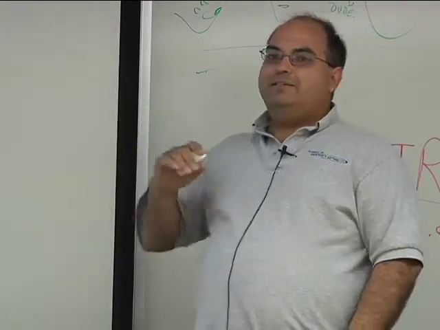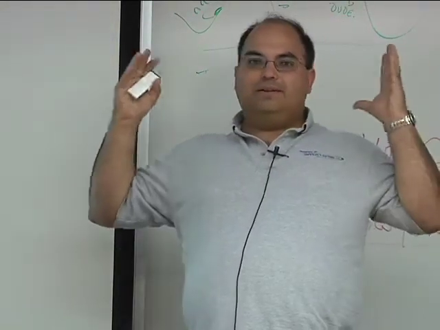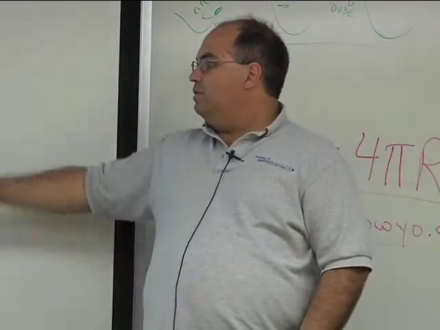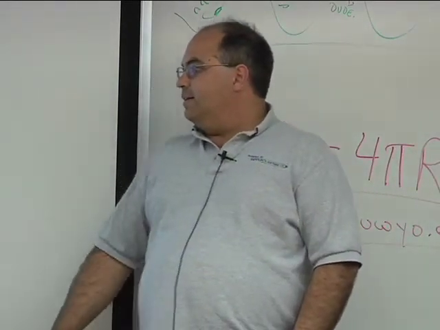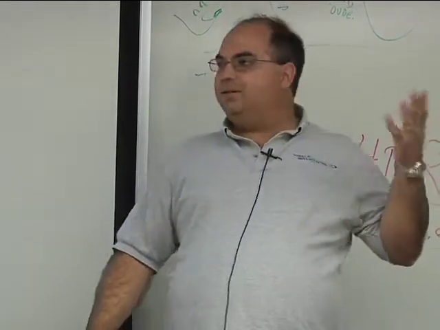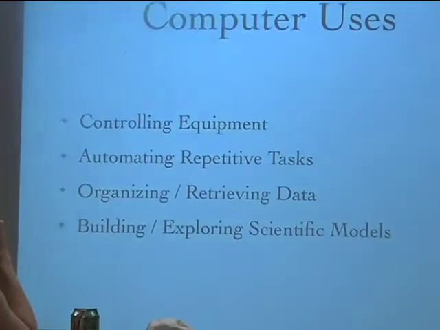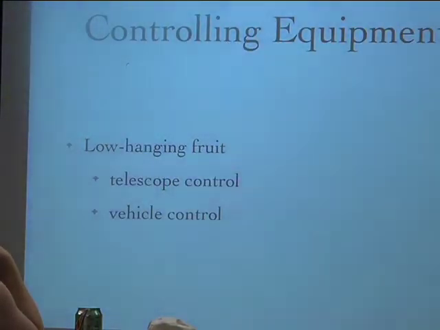So here are some of the things that people might want to use computers for. And we start with controlling equipment, okay? That's kind of the basic thing that you want. You want to automate things that are repetitive, boring, etc. And data processing in general. And finally, you want to deal with scientific models, okay? So we have some of that as well. Okay, so let's look at controlling equipment.